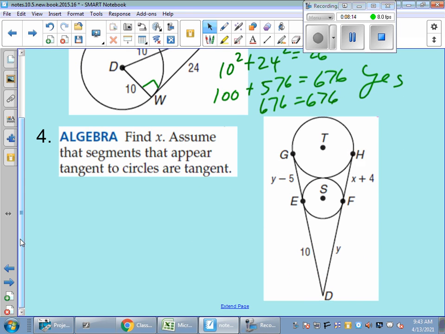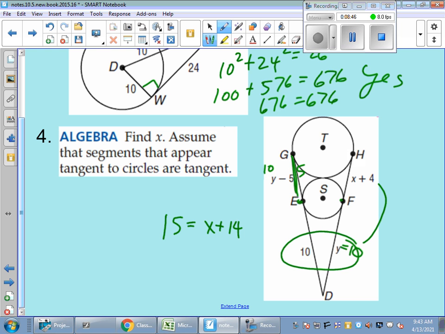Okay, so we want to find x and y. So in this case, these two are equal because again, they're going to a tangent point right here. So y equals 10. So over here, we're going to plug in. So 10 minus 5, this section here is 5. Okay, so if you were to actually add this up, you would have 10 plus 5, so this would be 15 on the left. On the right, we have 10 plus that, so that'd be x plus 14. And then you subtract over and you get x equals 1. Final answer would be x equals 1.